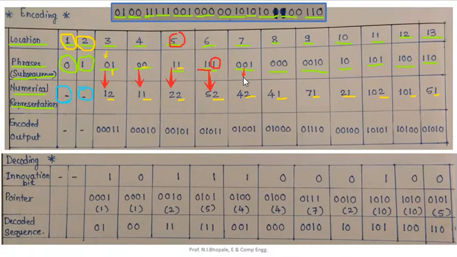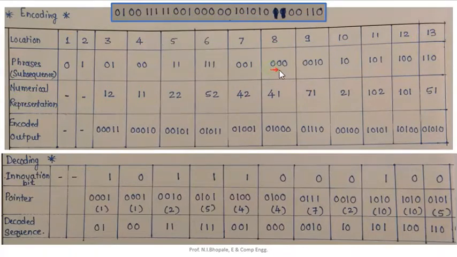Similarly for this 00, it is at location 4, so I write here 4. Similarly this 00 stored at 4, again the same thing, that is 4. 001, where is it stored? It is stored at 4, so write here 4. 001 is stored at 7, write here 7. 1 stored at location 2, so write here 2. Like this the numerical representation is done.